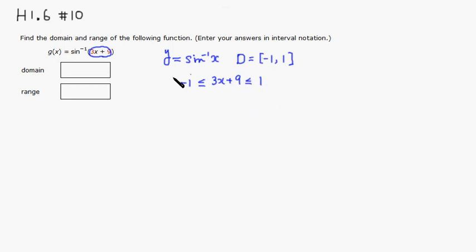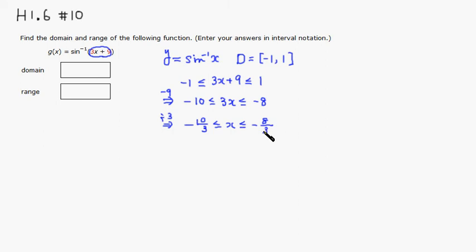So we can simplify that. We can just subtract 9 from every part. You get -10 less than or equal to 3x less than or equal to -8. Then we can just divide through by 3. So we get -10 over 3 is less than or equal to x is less than or equal to -8 over 3.